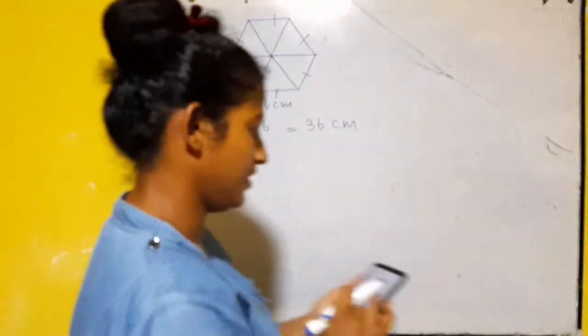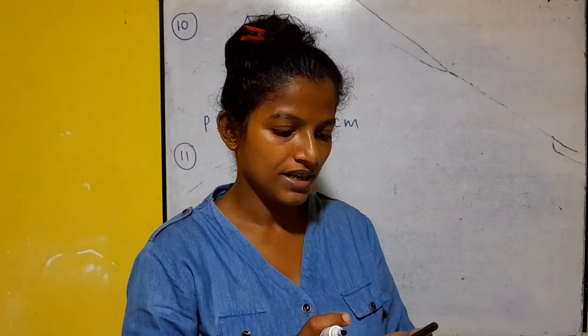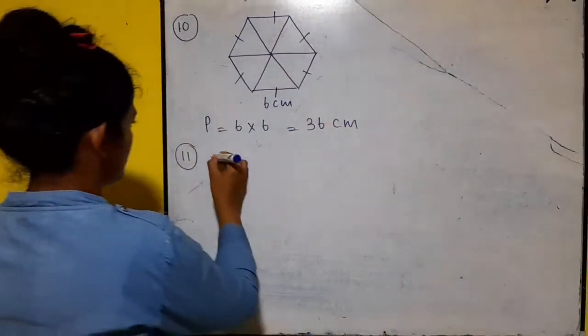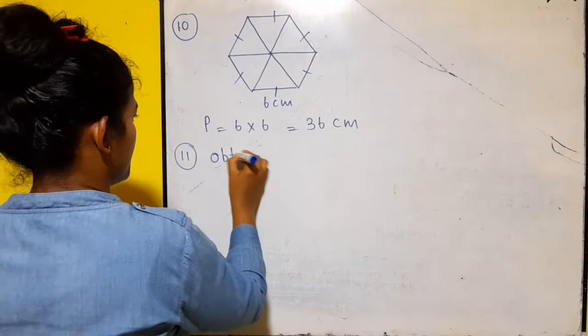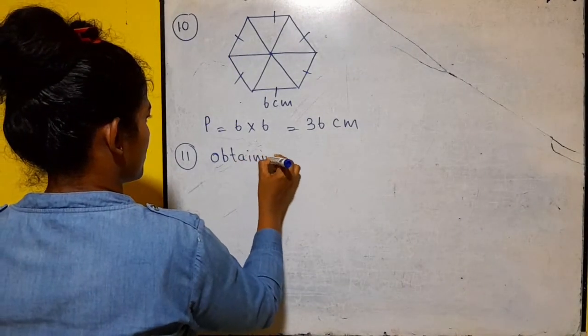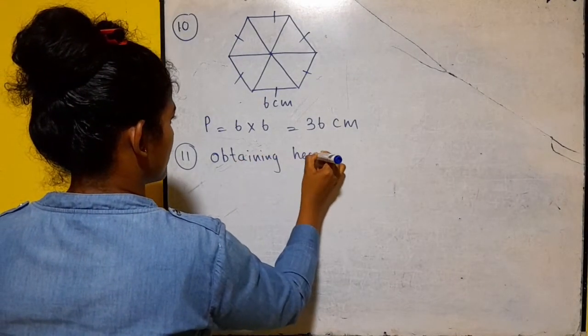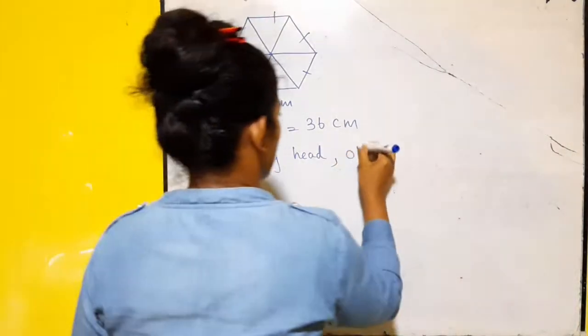Question number 11. Write all the outcomes obtained when tossing a coin. When tossing a coin, obtaining head and obtaining tail are the 2 outcomes. Obtaining head, then obtaining tail.